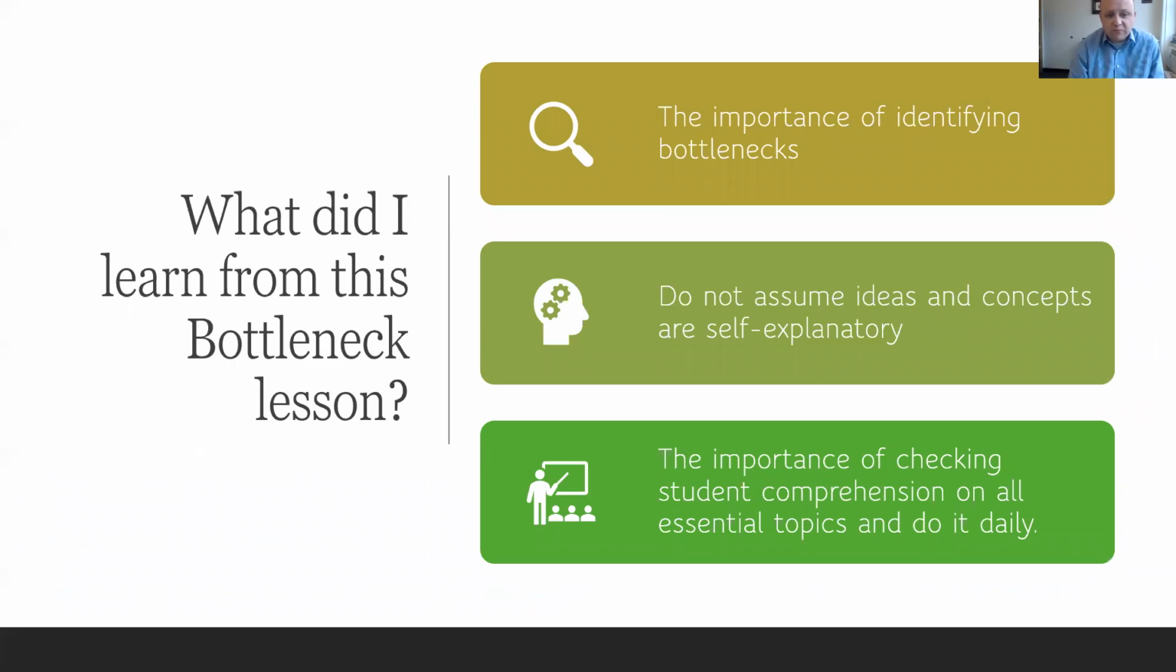Now, what did I learn from this bottleneck lesson? Well, going through this process really taught me the importance of identifying bottlenecks. As I've mentioned, I've taught this class for 4 or 5 years now, and this is the first time that I have gone through and done this process of breaking through on this bottleneck.